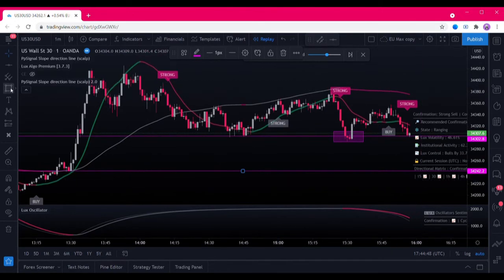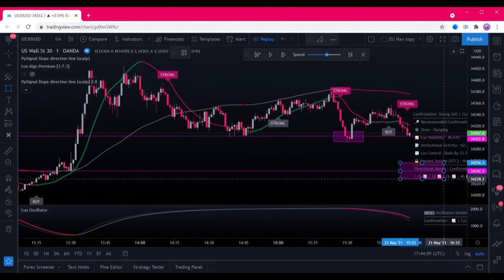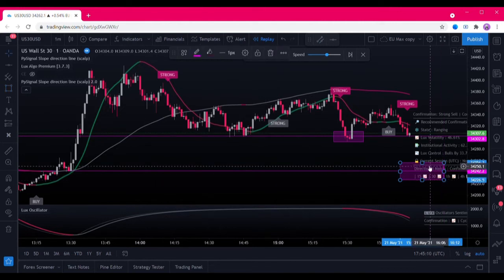Now, like I said, for you beginners, please draw a box. It'll give you an area where to go, because you don't want to get out at the support and resistance line. You want to get out around it, because if it's been pulling back or reversing from that support and resistance line, you want to get out before it does a big reversal, because US30 is very volatile and it does move really fast.